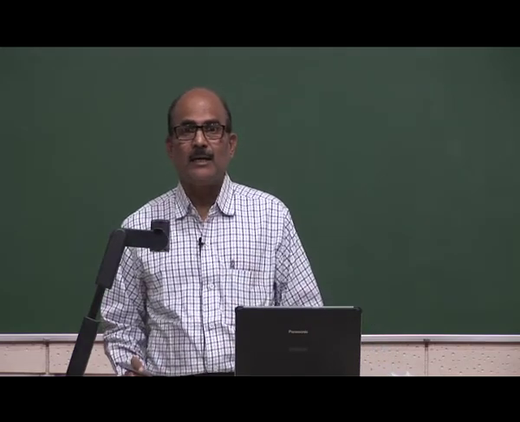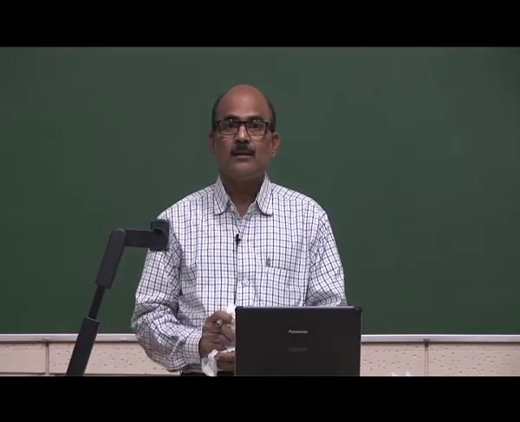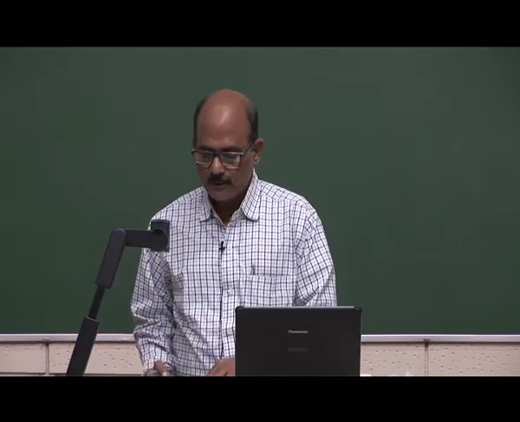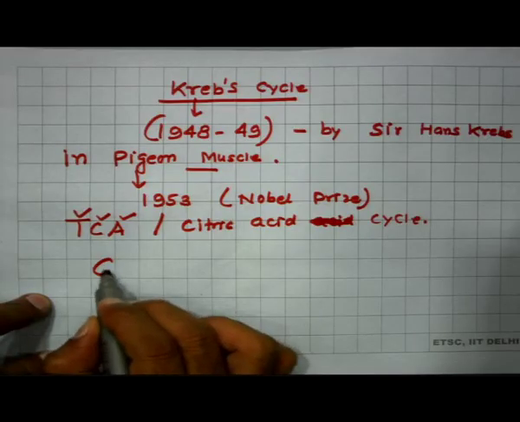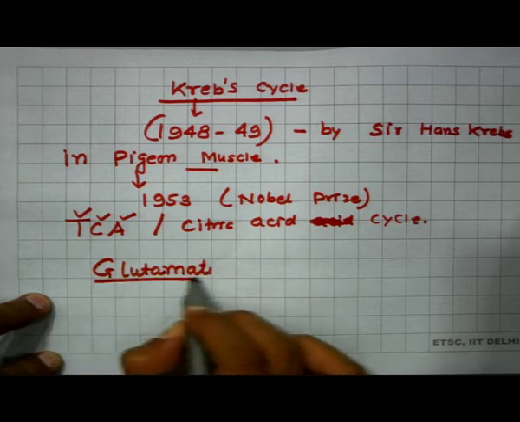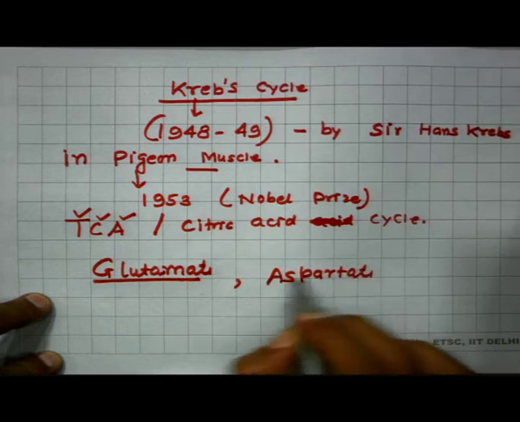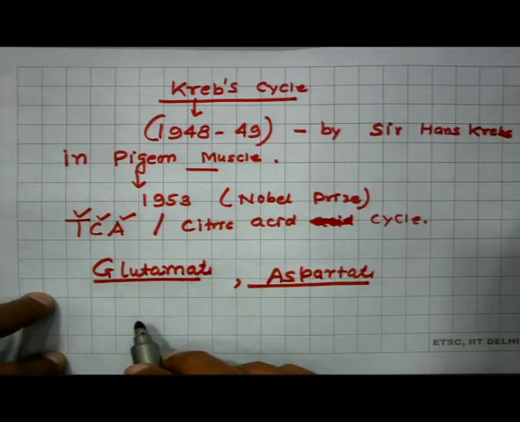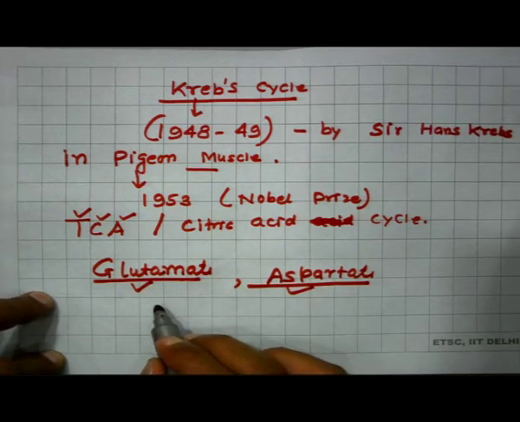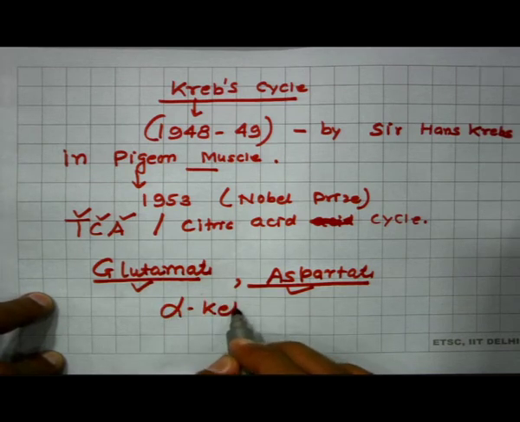In this Krebs cycle, some intermediate products are formed, which are used to synthesize different essential biomolecules like glutamate and aspartate. These products are formed with the help of the intermediate product of the Krebs cycle, that is alpha ketoglutaric acid.